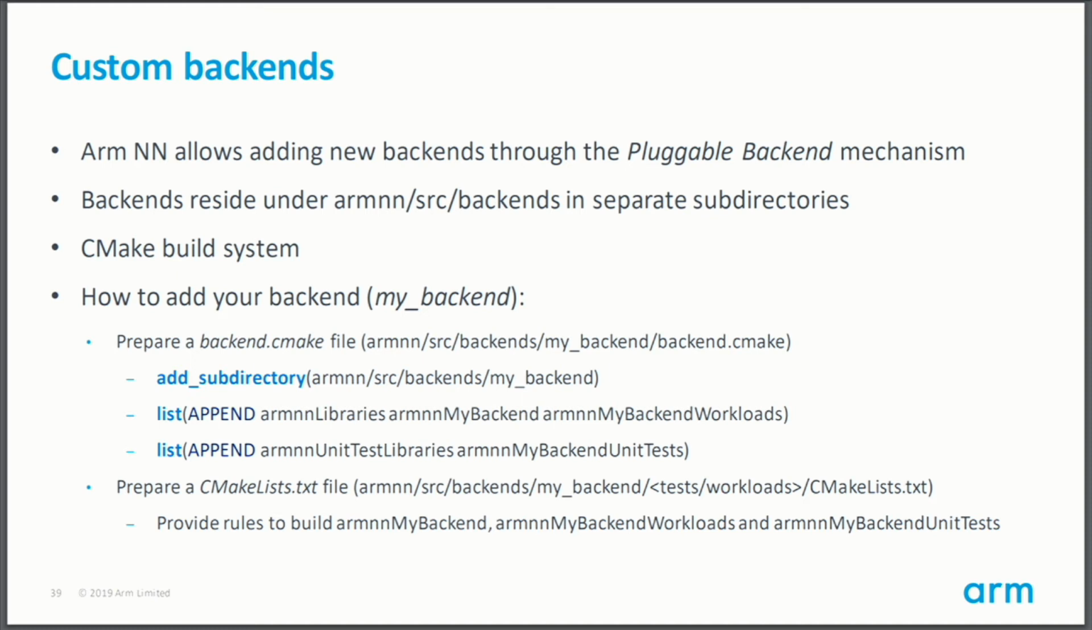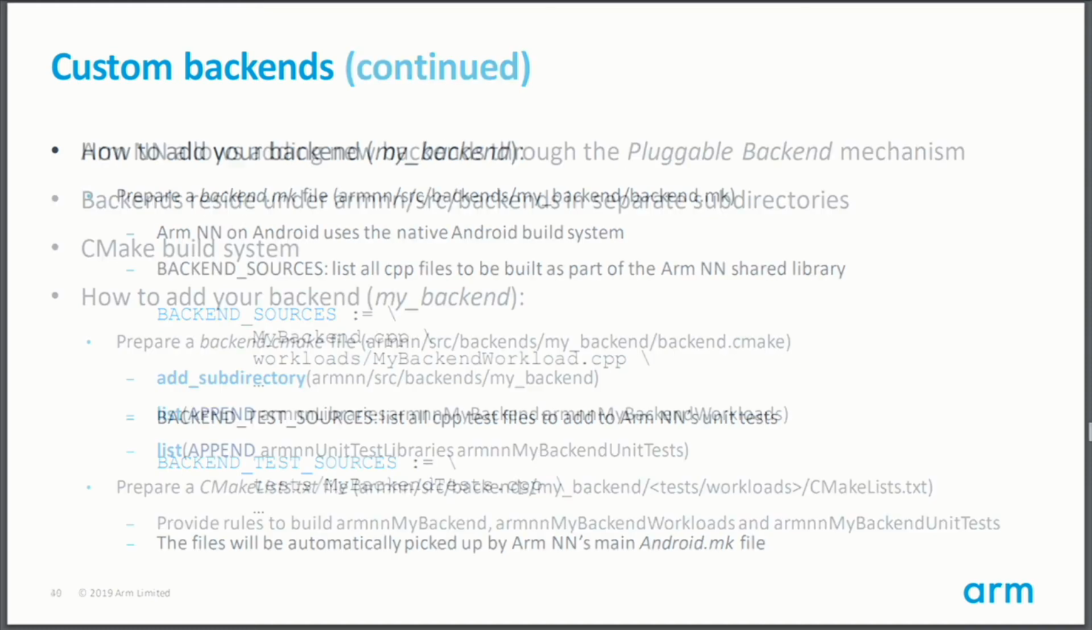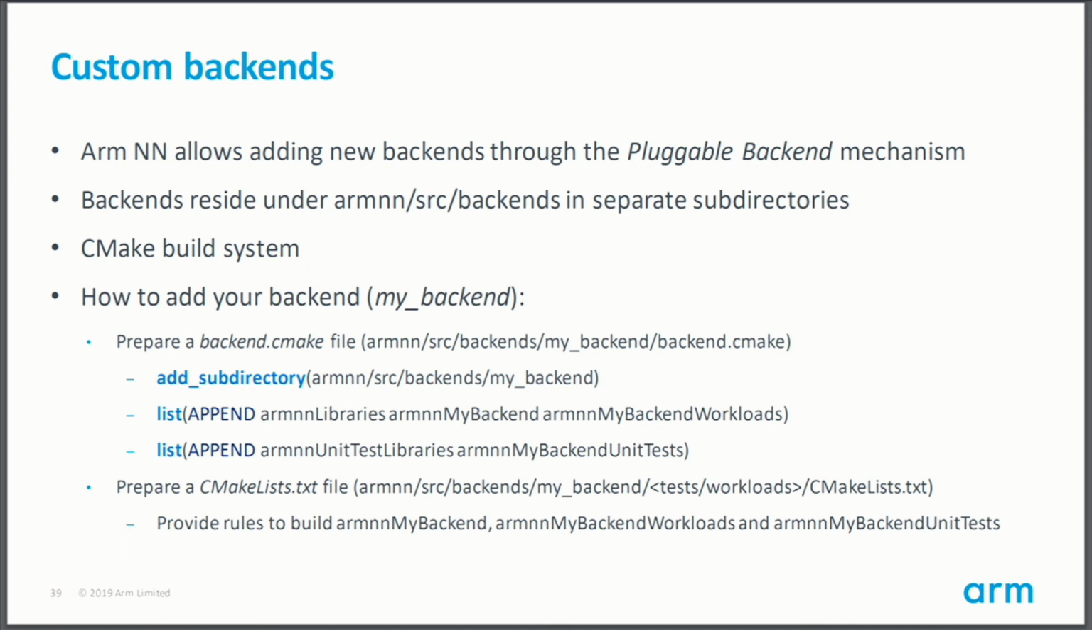In the example here, you can create a directory called My Backend in the Arm NN source backends directory, and provide your backend.cmake file for that. The backend.cmake file has to have this add subdirectory command in it, and a list of the Arm NN libraries, which you add your backend to, and your backend workloads. We have a similar list for the unit test libraries, where you add your backend unit tests to that list.